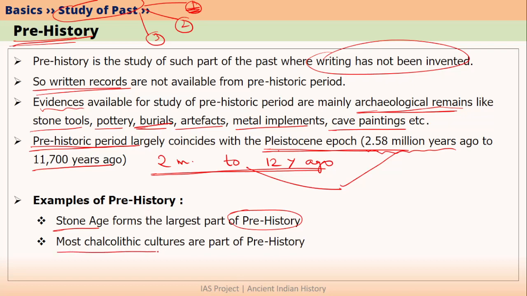Also, most of the Chalcolithic cultures belong to prehistoric period. What is Chalcolithic? We have already learned this. Chalco means copper, lithic means stone. So Chalcolithic is also called as copper stone culture. So Stone Age and many Chalcolithic cultures belong to prehistory. What is prehistory again? Prehistory is such period of time when writing was not invented.